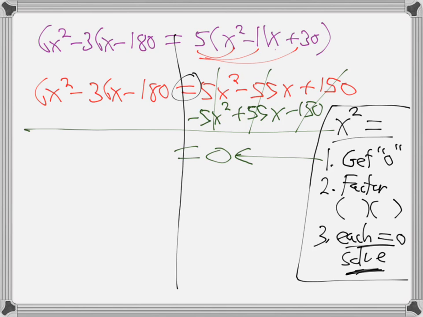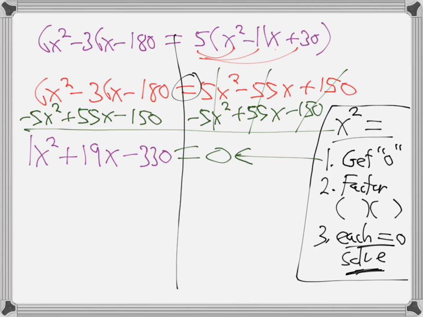But whatever you do to one side, you have no choice but to do the same thing to the other to keep the balance, right? If two things are equal, you treat them the same, they'll be equal after. So I've also got to go minus 5x squared plus 55x minus 150 on the other side, and let the chips fall where they may. So on the other side, I get 1x squared plus something I don't know, 19x minus 330. It's ugly.